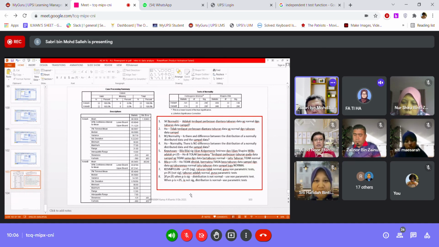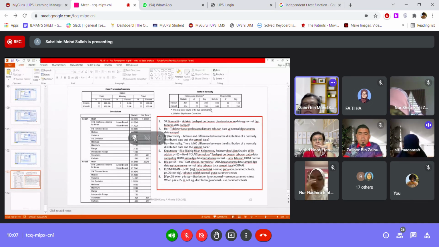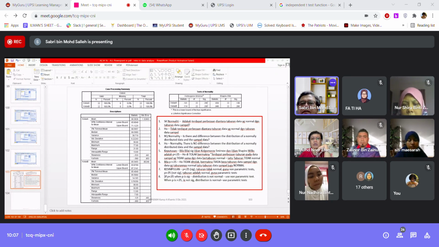Nampak, doktor. Okay. So tengok Shapiro-Wilk. Dua-dua ni adalah not significant. Bila not significant, makna taburan normal tak? Does that mean the distribution is normal? Bila dia tak significant, distribution dia normal. Bila dia significant, distribution dia tak normal. Okay?